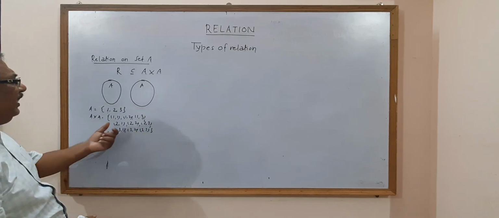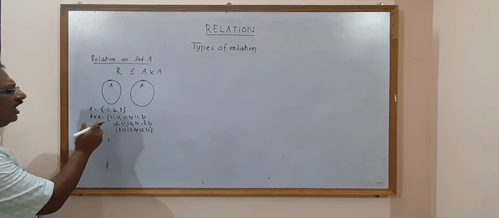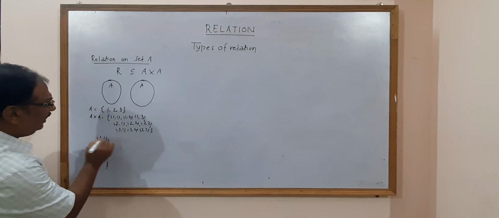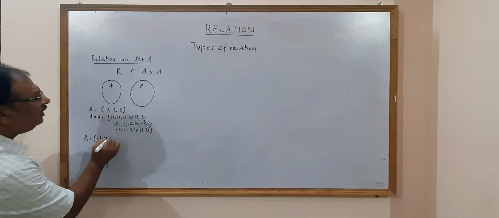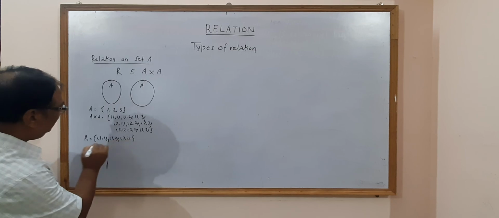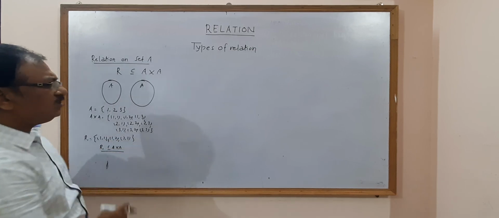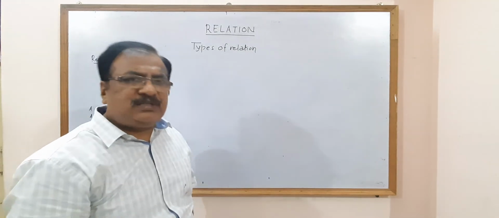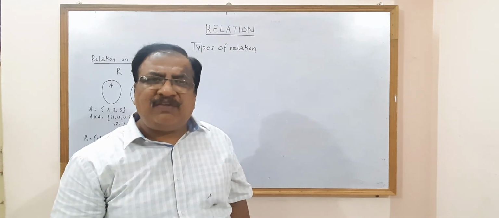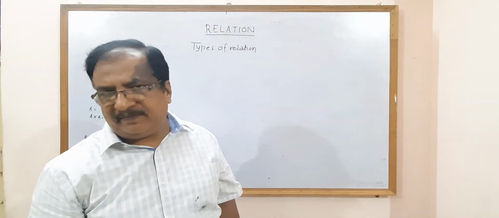And suppose we are picking some elements of this A cross A, it will become a relation R on set A. Suppose we are picking here R1 is equal to {(1,1), (1,2), (2,1)}, whatever it is, these are all subsets of A cross A. So this is relations on set A. Why have I discussed this? Because we will discuss the types of relation and everything we will do on relation on set A.